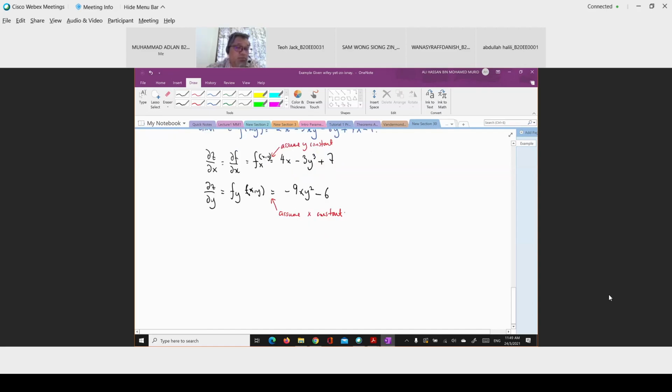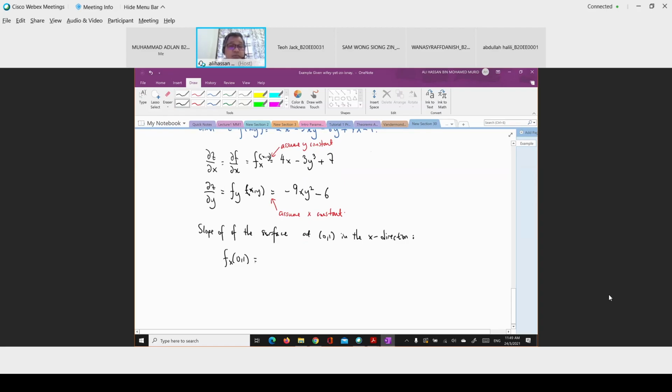Okay. So suppose I then want to find the slope of the surface at the point (0, 1) in the x direction. What is the slope of the surface at the point (0, 1) in the x direction? Then we calculate f partial x at (0, 1).